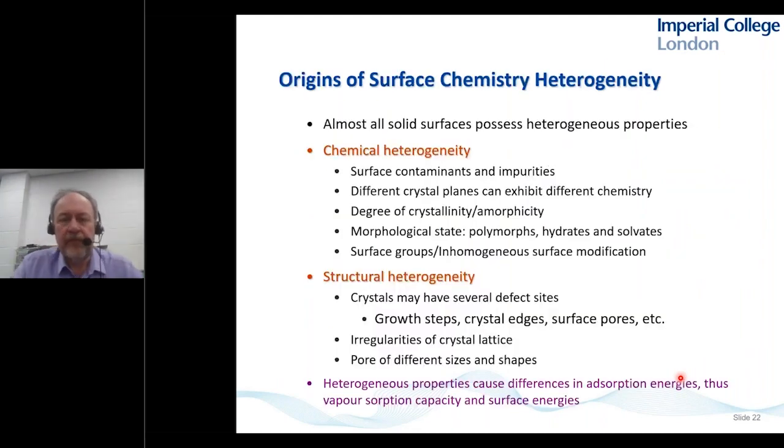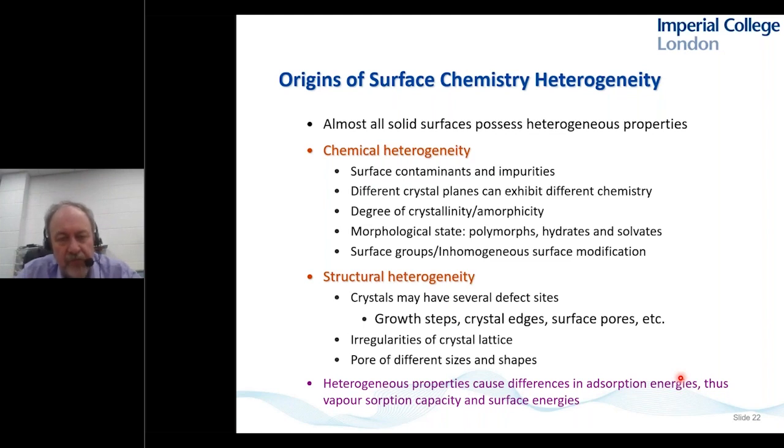One of the things that comes up quite often is people say to us, well, aren't my materials homogeneous? Well, the truth is most pharmaceutical materials in our experience are not homogeneous. And when you look at what's going on, it would be a bit of a shock if they were. We've got the presence of contaminants and impurities. We've got different crystal planes, different crystal facets, which have different chemistries. We've got different degrees of amorphicity. There are polymorphs, hydrates, solvates forming.